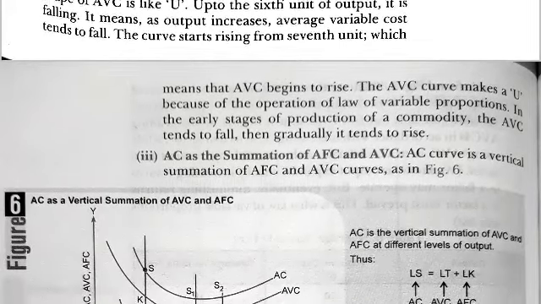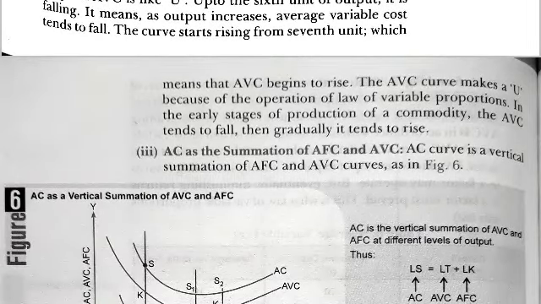The average variable cost curve makes a U because of the operation of the law of variable proportions. In the early stages of production of a commodity, average variable cost tends to fall. Then gradually it tends to rise. It means that in the initial stages of production, we are witnessing increasing returns. But after a certain stage of production has been reached, diminishing returns to the variable factor must set in.